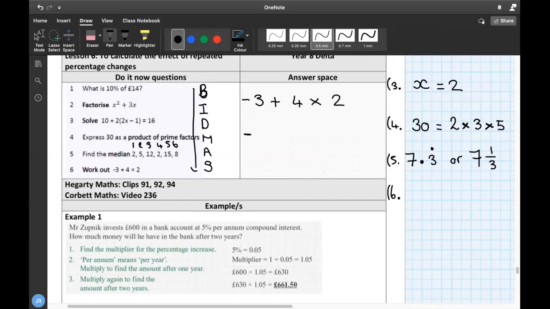I haven't done anything with this -3. We've now got +4 multiplied by +2. That will give us +8. Okay, now I'm ready to do the final step. -3 add 8 gives you +5, which is just the number 5 on its own there. Okay. So using BIDMAS or BODMAS to help you with the order of operations, your final answer there is going to be 5.